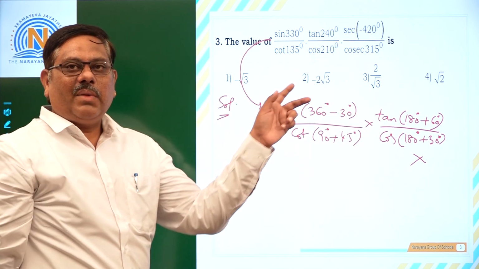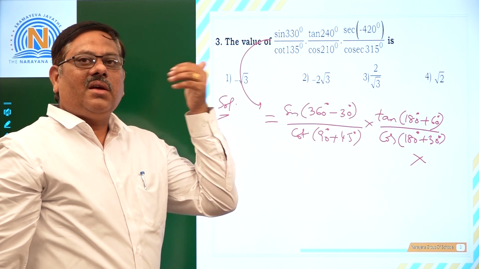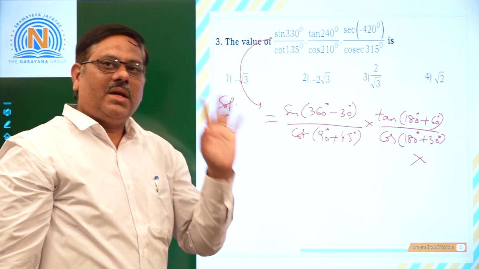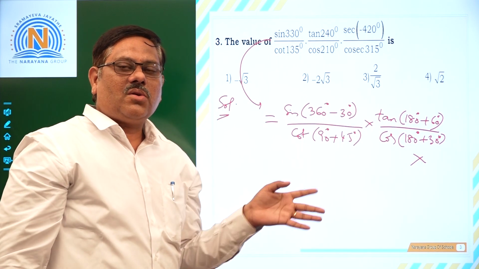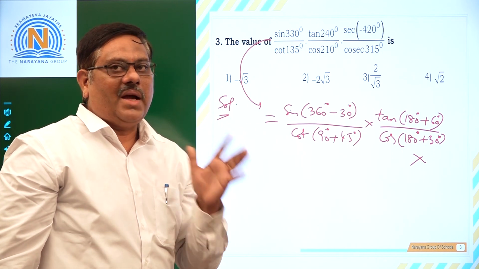Secant of minus theta is secant theta itself. Cos of minus theta or secant of minus theta gives you positive values. For the rest, sin of minus theta is minus sin theta, cos of minus theta is cos theta, tan of minus theta is minus tan theta, cot of minus theta is again minus cot theta.